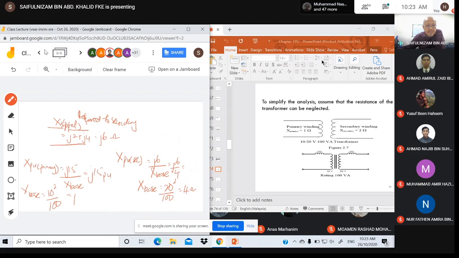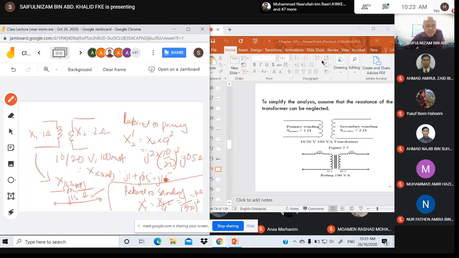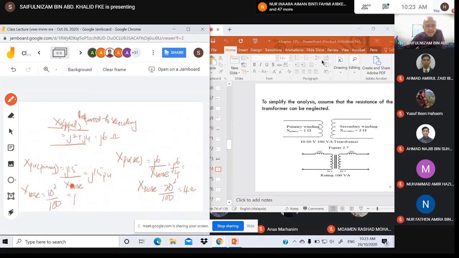You can see the previous, right? This is 1.5 here: the actual value divided by the base value. So this is the base reactance, which equals 10 squared over 100 volt. So 10 is the base voltage at the primary, 20 at the secondary, right? So you get j1.5 divided by 1, the same, 1.5 PU.